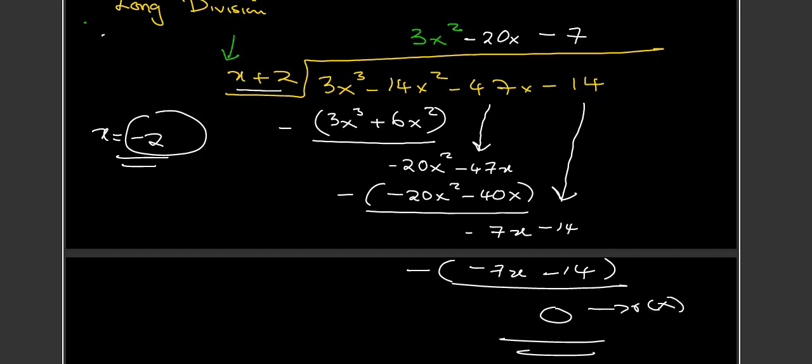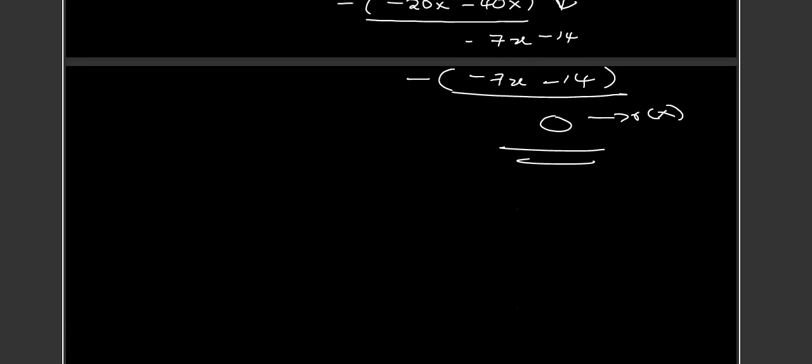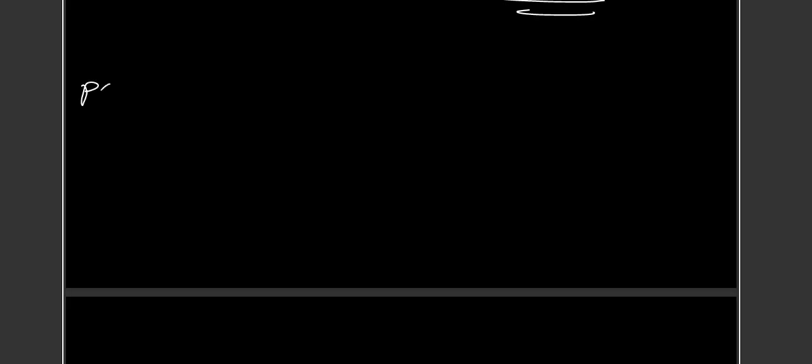That's your R of x, that's your remainder. Then this here is your quotient. Here, this is your divisor, your D of x. Then this here is your polynomial, which is P of x. So now that you've broken it down, we can rewrite it. Remember, we said the polynomial is the same as the divisor times the quotient, plus the remainder.